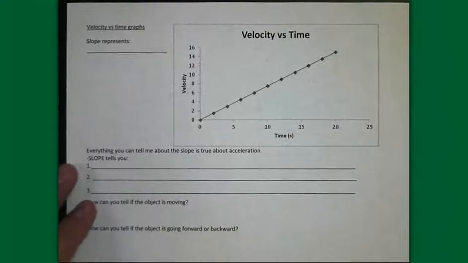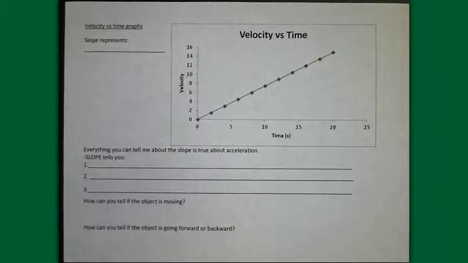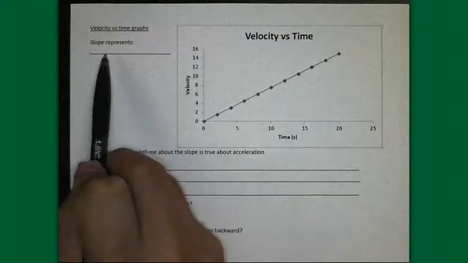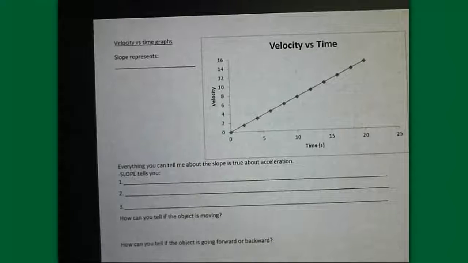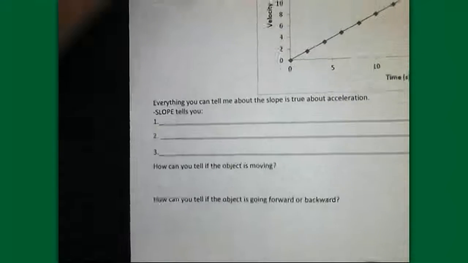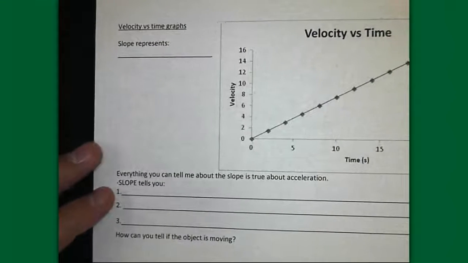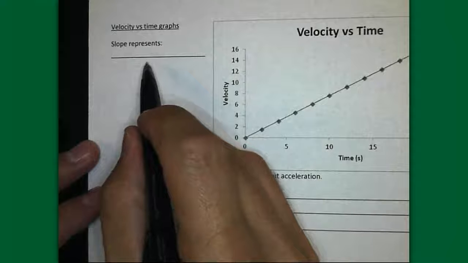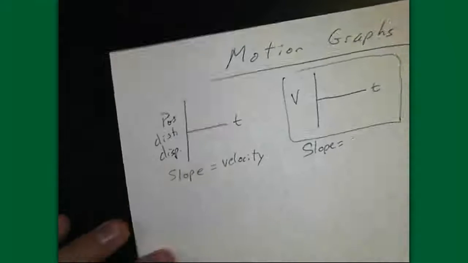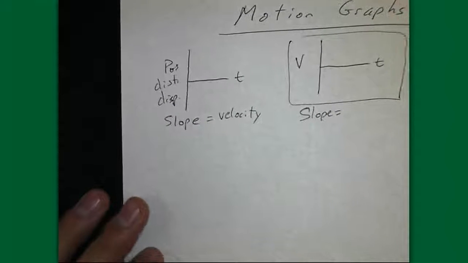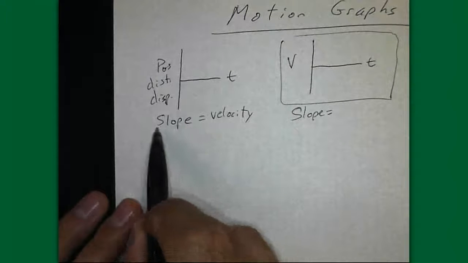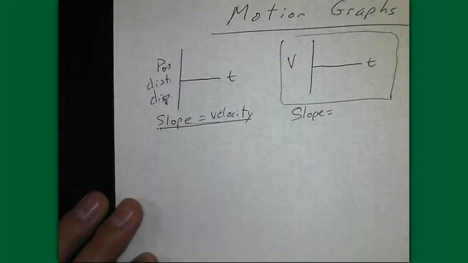So these are the velocity notes that are on my website, and I want to go through these in an effort to talk about a velocity versus time graph. On a velocity time graph, slope does represent something. We're going to talk about what it represents. I want to go back to position time first. When we proved to ourselves that slope represents velocity, here's how we did it.